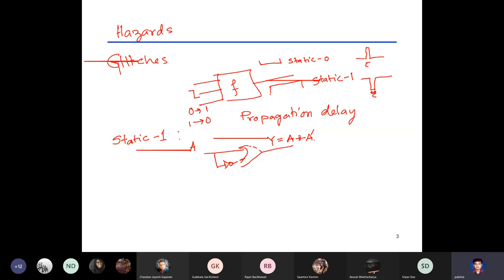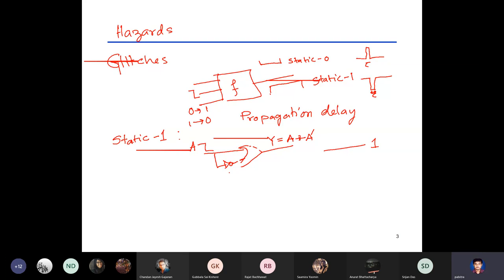Why will static 1 happen? Output is A plus A bar, and I'll explain. This is maybe not a circuit that we encounter, but I'm just explaining. We'll see how we reduce to this circuit in a static 1 hazard situation. So what is the problem? Here you see that whatever the input, even if the input changes from 0 to 1 or 1 to 0, the output should always be 1. It should always be static at 1 because it is A plus A bar. It should always be 1, whatever the transition on the input.